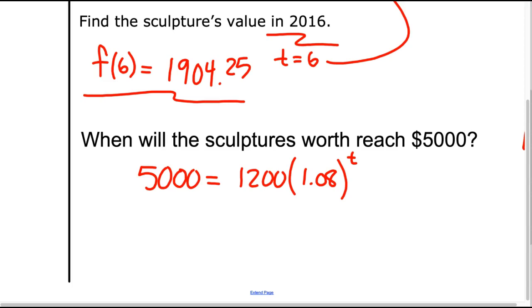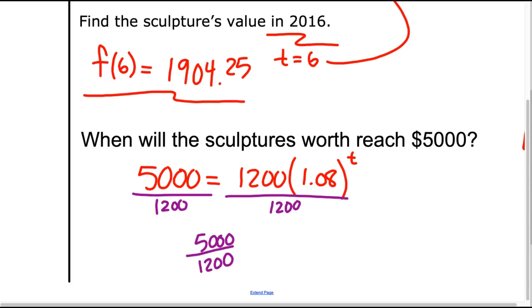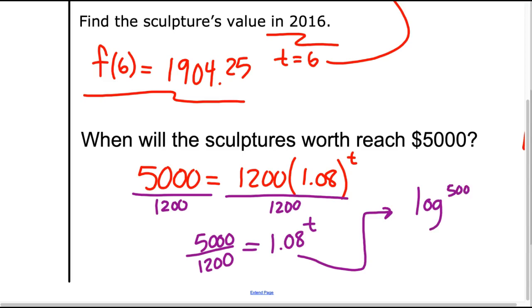Okay, so this is what we did last unit. Divide both sides by 1,200. And those cancel out over there, so now we have, I'm just going to leave it as a fraction. I'm not going to take any time to reduce it because I'm using a calculator. So 5,000 over 1,200 equals 1.08 to the t. So now I rewrite that as a log. That's going to be the log of 5,000 over 1,200, base 1.08, equals the time in years.